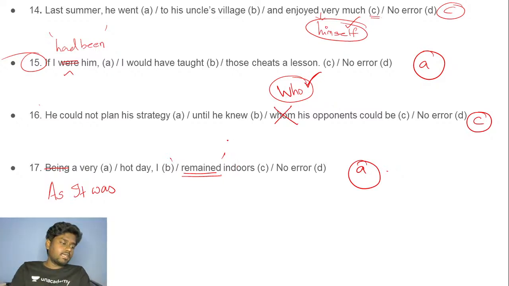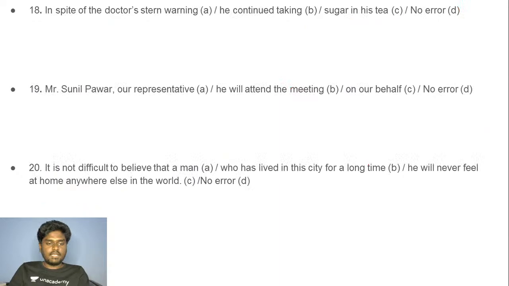This being a hot day, if you see being a hot day, it seems to lack a noun modifier. So as it cannot refer to the subject I, it is a case of inappropriate usage here. So definitely the sentence construction will become wrong. So the right way is as it was a very hot day, I remained indoors. Okay, that's how it should be. Go for the next one, guys. 18th one. What will be the right option which has the error?